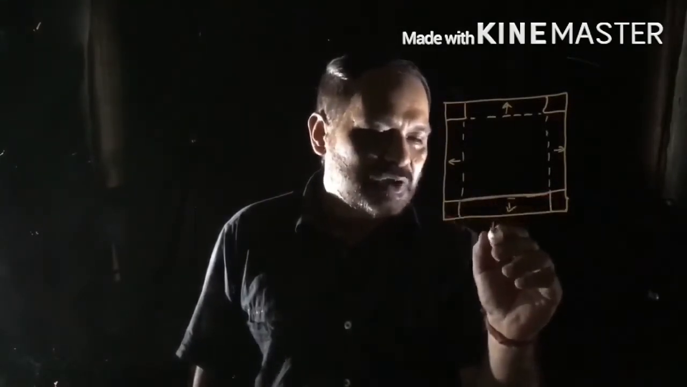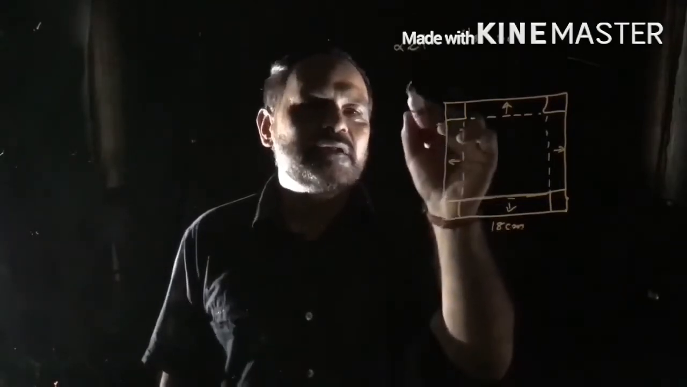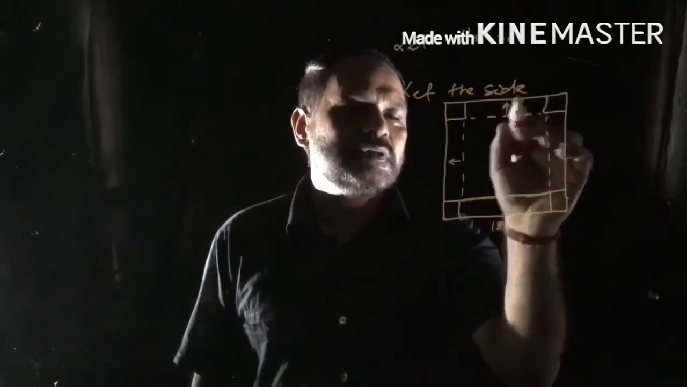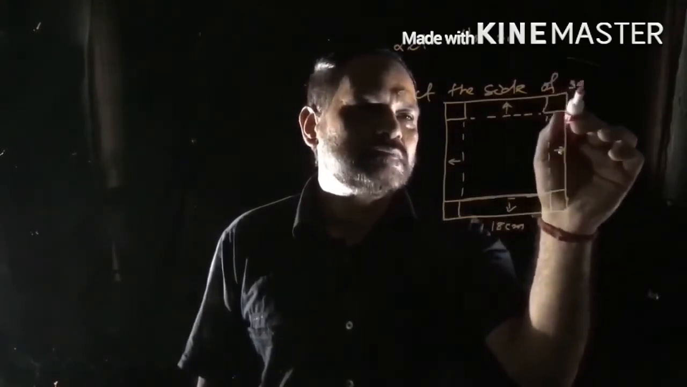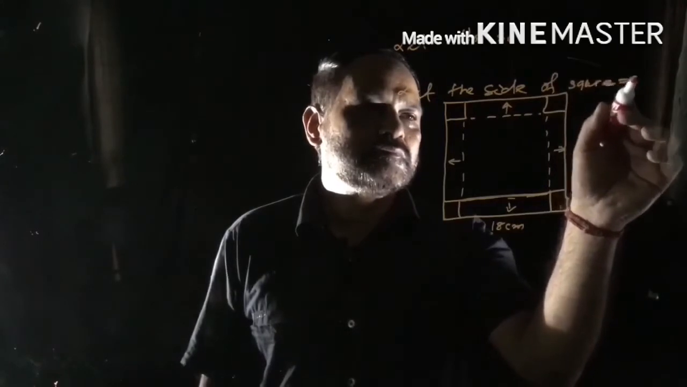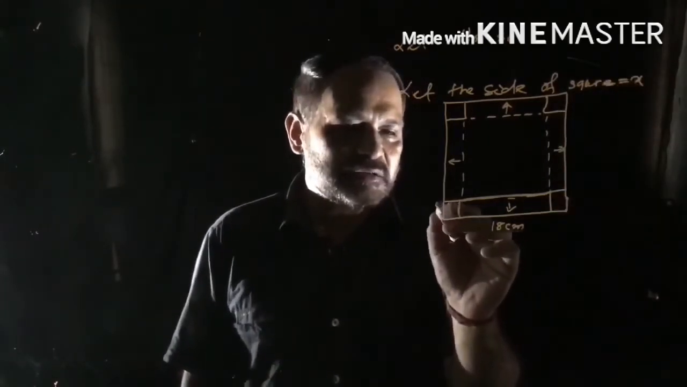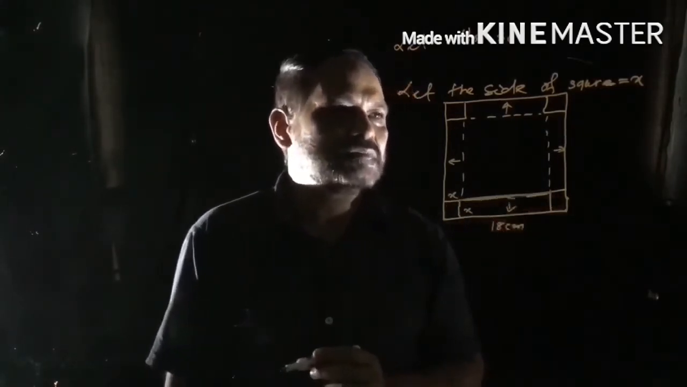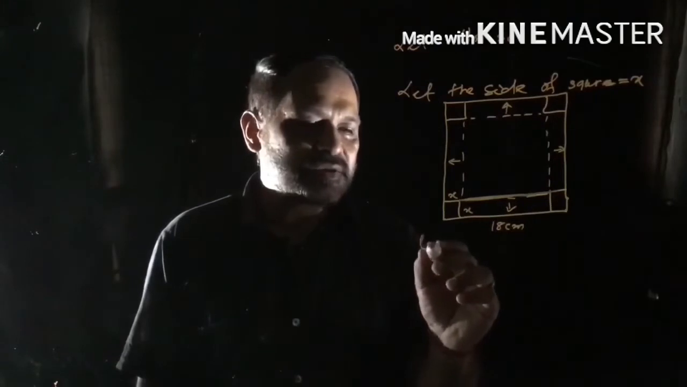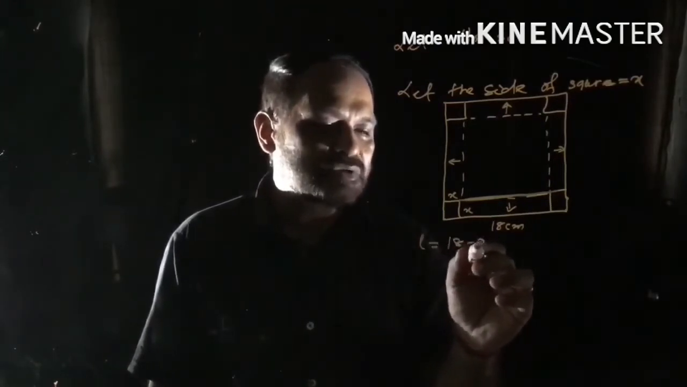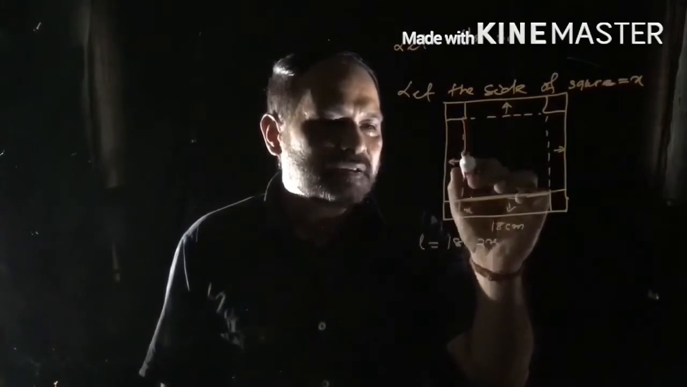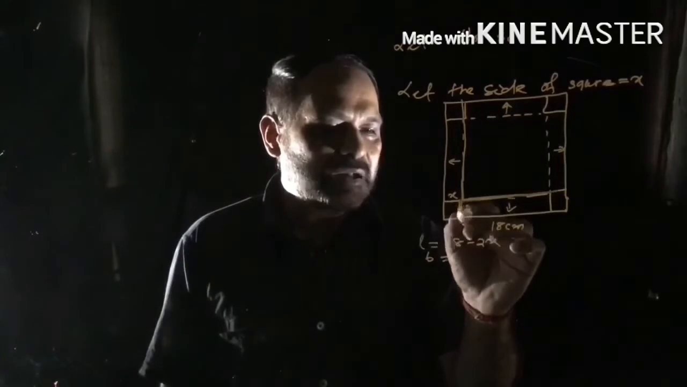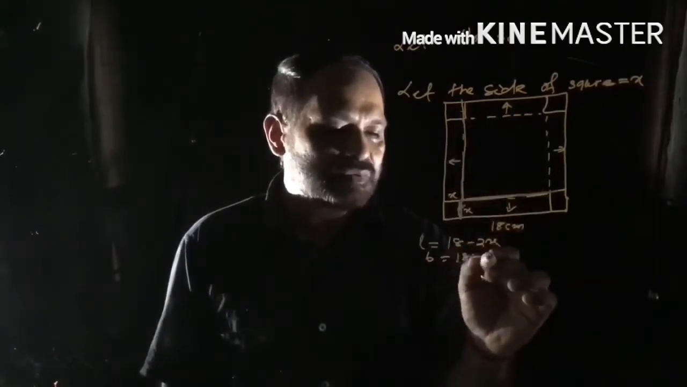Given a square piece of 18 cm. Let the side of the square to be cut off be x. Then this is x, this is also x. So what is the length? Length is equal to 18 minus 2x. What is the breadth? Breadth is also 18 minus 2x.